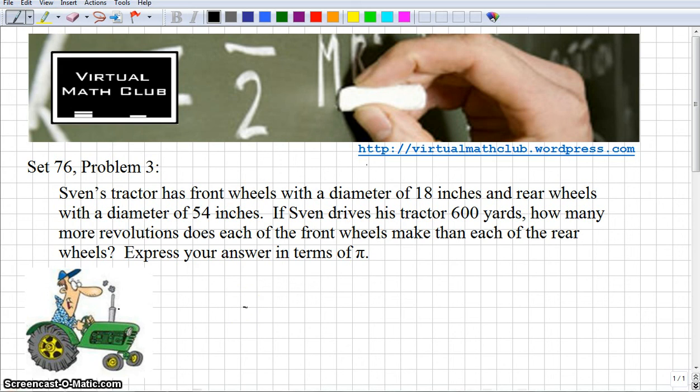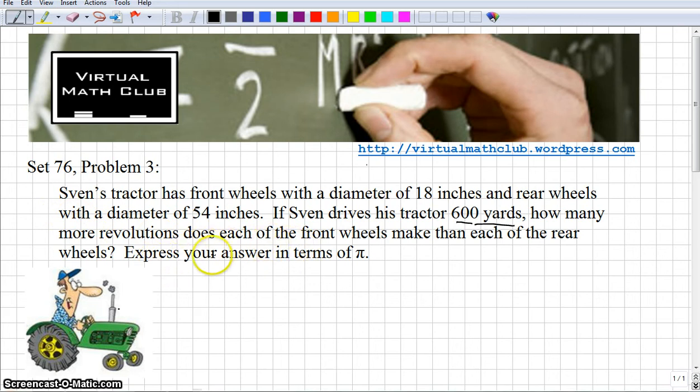Alright, here we have Sven on his tractor, and the front wheels have a diameter of 18 inches, and the rear wheels have a diameter of 54 inches. And the question is, if Sven drives this tractor 600 yards, let's underline that, how many more revolutions does each of the front wheels make than the rear wheels? Okay, so we want to know how many more revolutions the front wheels make than the rear wheels.